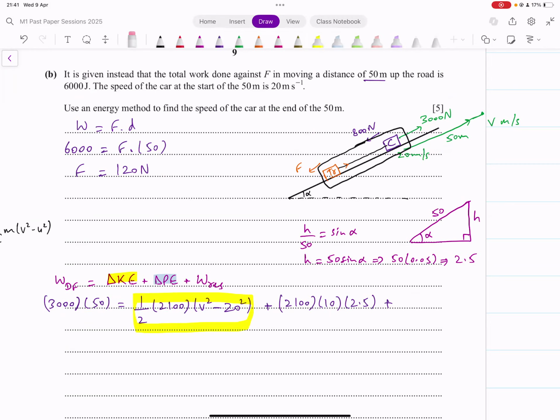Okay, that is 6,000. But there's also work done against the other resistance. What's the other resistance? Resistance on the car, that's 800. What would that be? Resistive force is 800 multiplied by the distance traveled, which is 50. That's the equation that you get. You solve this equation, and that's going to give you the value for V.